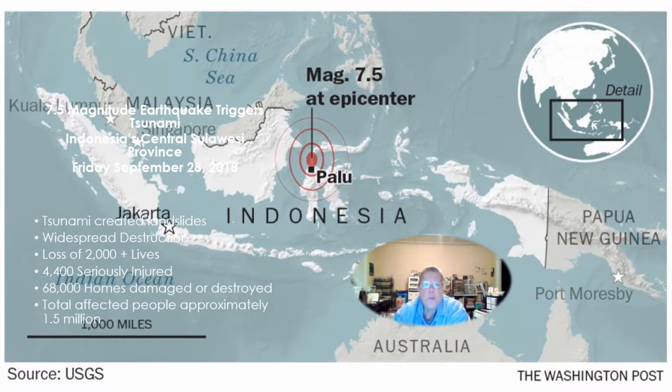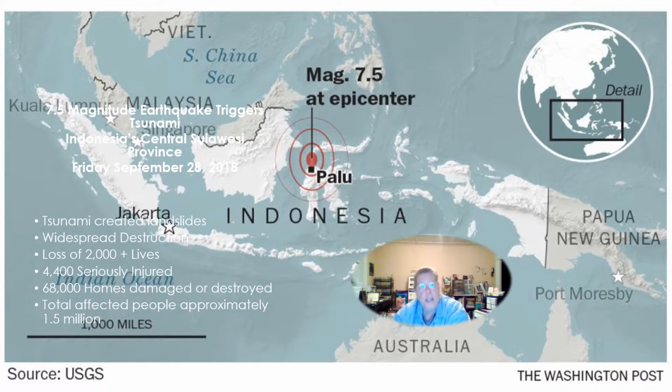The earthquake and tsunami that I chose to talk about was a 7.5 magnitude earthquake, and it triggered a tsunami. Now, this was in Indonesia. It is the central Sulawesi province. It happened on Friday, September 28th, 2018. Now, this tsunami created landslides, which makes it all that much worse.